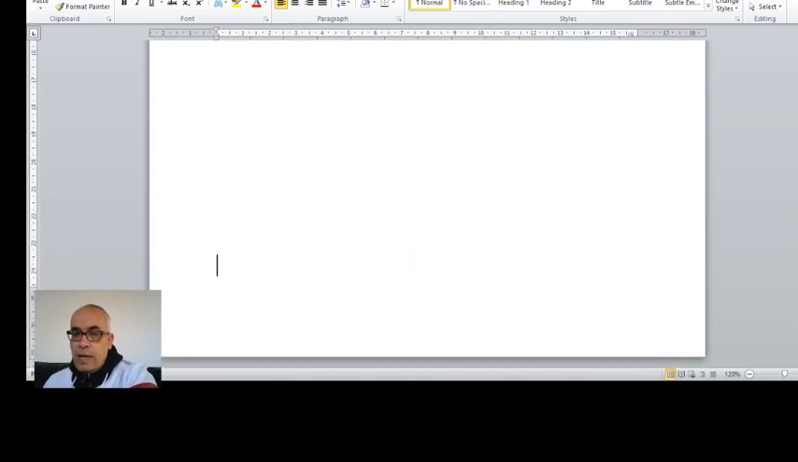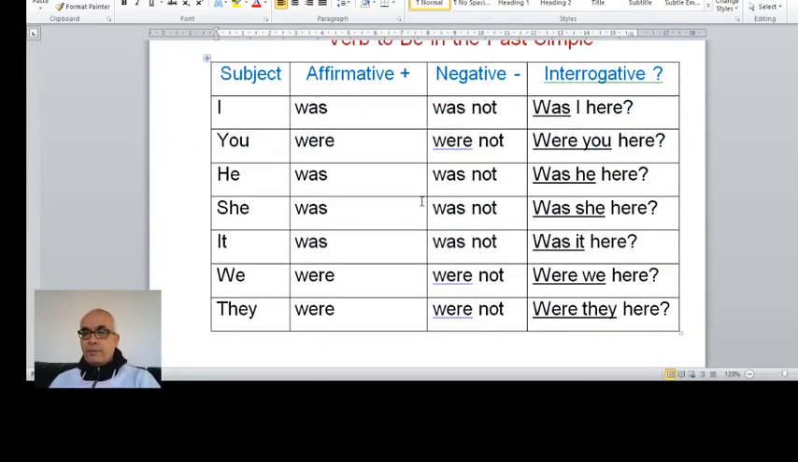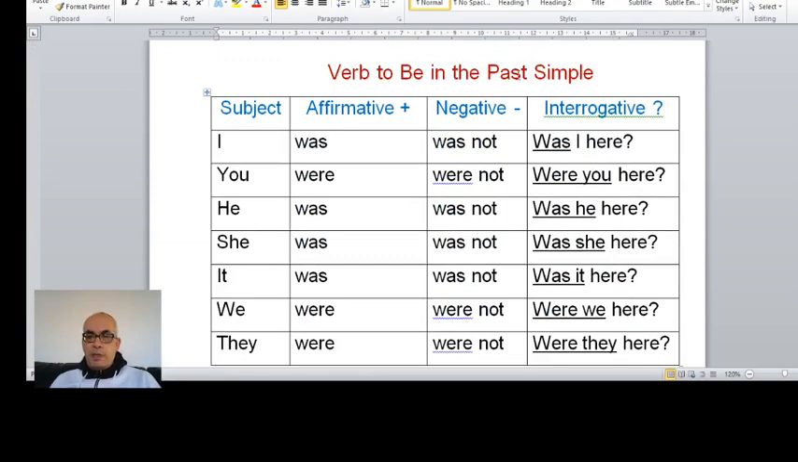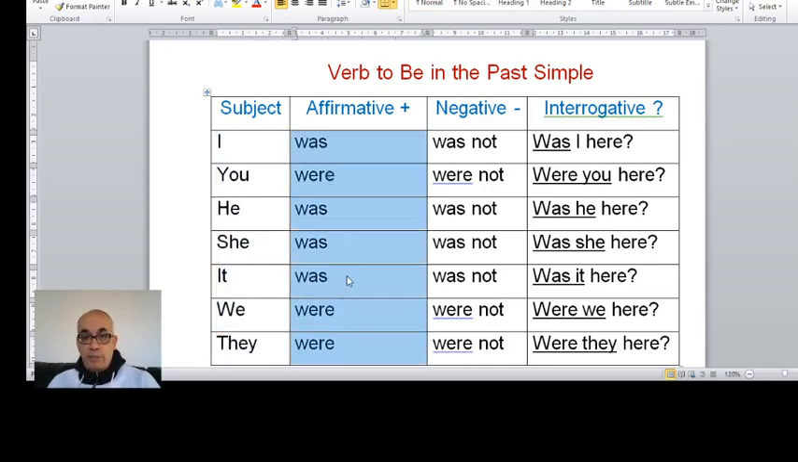So if you want to use past, try to use time with it. Now this is verb to be in the past simple. These are the subjects, as you can see. So these are the verbs in the past simple. So as you can see, I was, you were, he was, she was, it was, we were, they were.